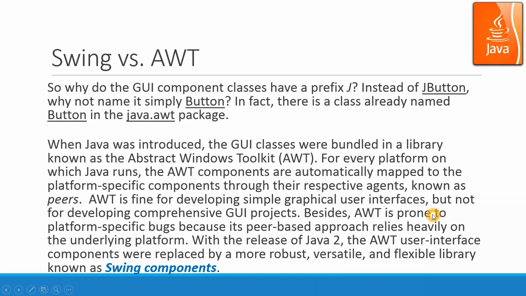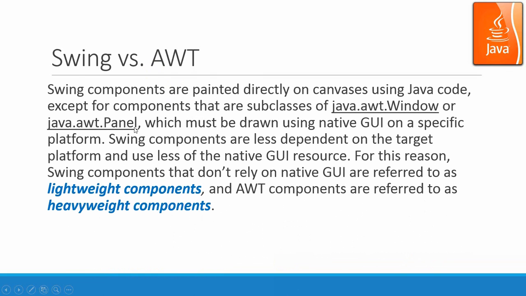Besides, AWT is prone to platform-specific bugs because its peer-based approach relies heavily on the underlying platform. With the release of Java 2, the AWT user interface components were replaced by a more robust, versatile, and flexible library known as Swing components. So in this course, we mainly focus on the Swing components, but from time to time, we will also use the AWT package.